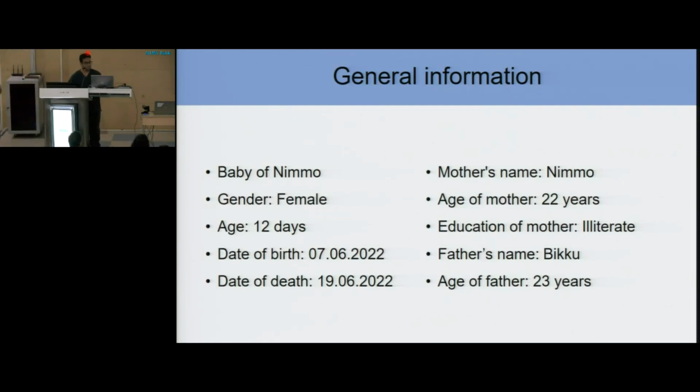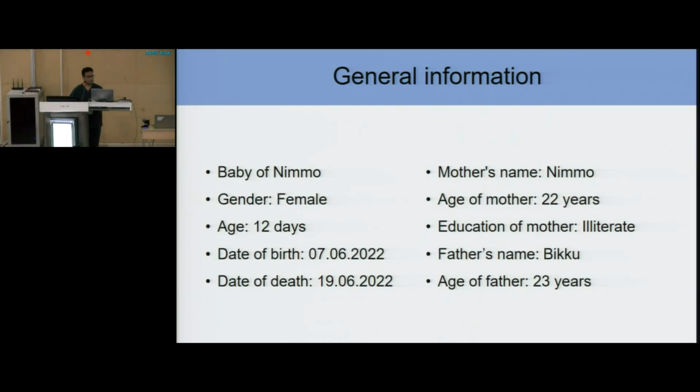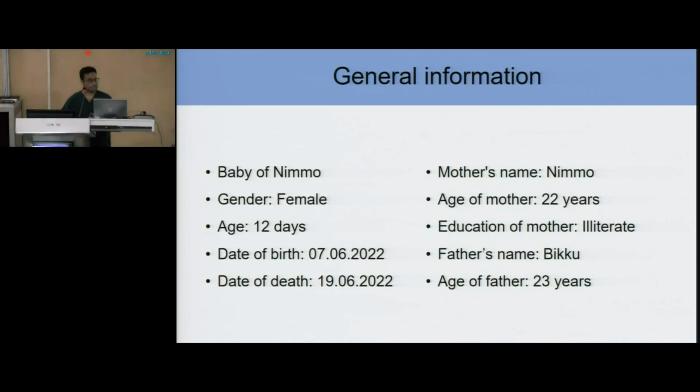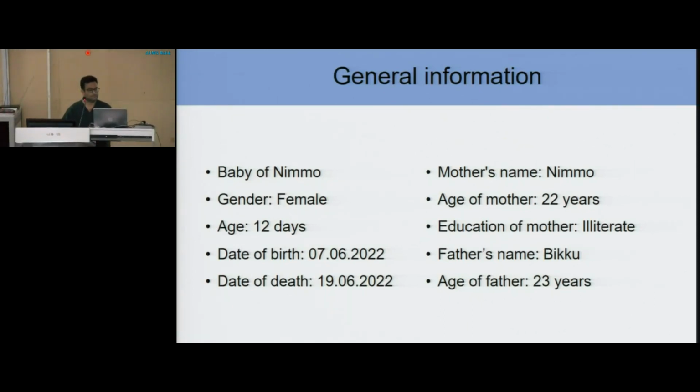So I'm going to present a verbal autopsy on a neonatal death that occurred in our field practice area. For general information, the female neonate was born of Nemo, age 12 days. She took birth on 7th of June 2022 and died on 19th of June 2022. Her mother's name was Nemo, who is 22 years old and illiterate. Father's name is Biku, who is 23 years old.